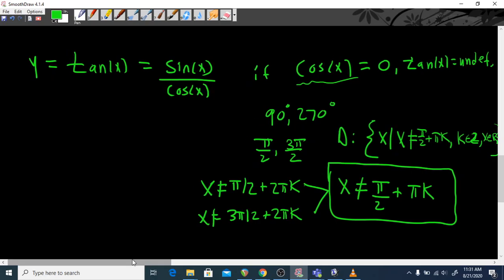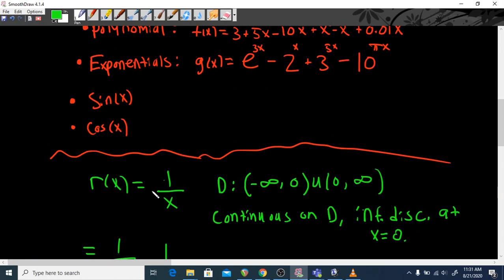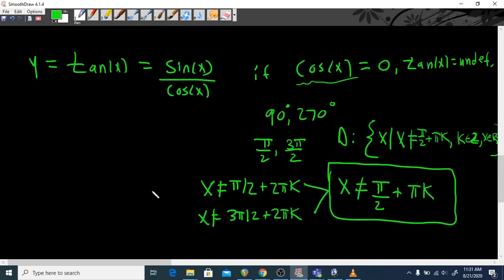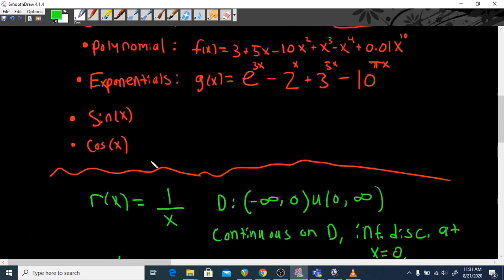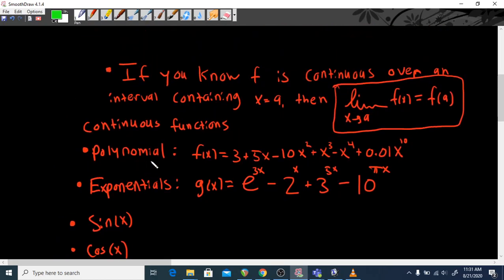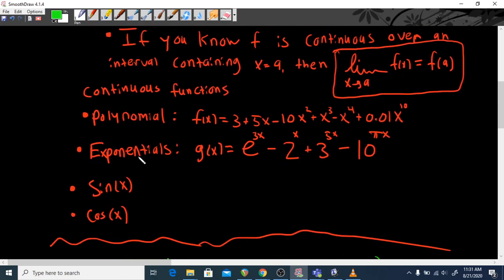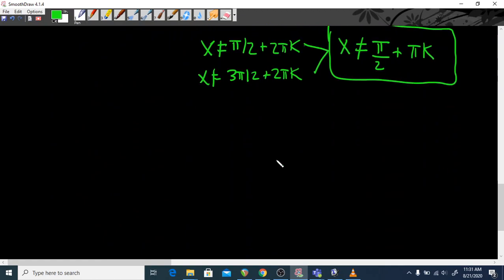So these are the things that we have to keep in mind when we're talking about continuity, whether something's continuous at a point or not. You always have to find the domain, and whatever the restricted values are, that's where your discontinuities are. Otherwise, your function's going to be continuous. And then, like I said, these up here are continuous truly everywhere.